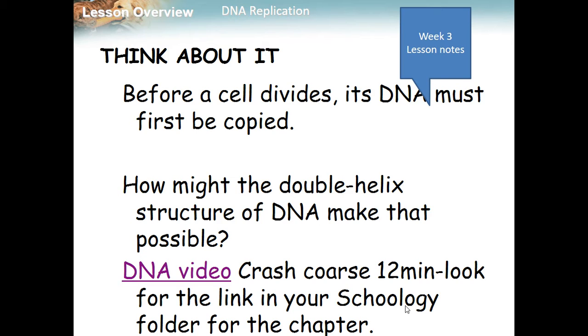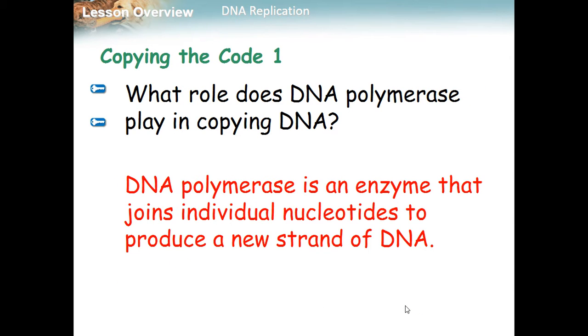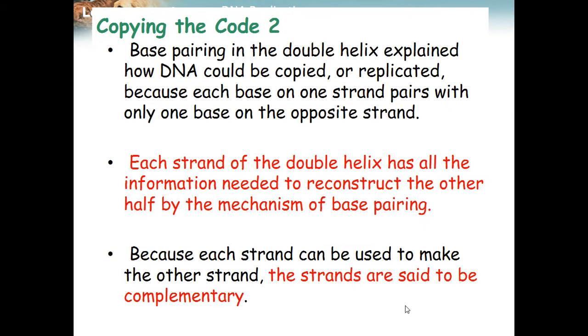DNA crash course video. This video is about 12 minutes. If you'd like to see that DNA crash course, it's inside the folder inside of Schoology. What role does DNA polymerase play in copying DNA? Here's the answer to that. DNA polymerase is an enzyme that joins individual nucleotides to produce a new strand of DNA. These are red words. These red words you should be writing down in your guided notes. These are the things that are important for you to have.